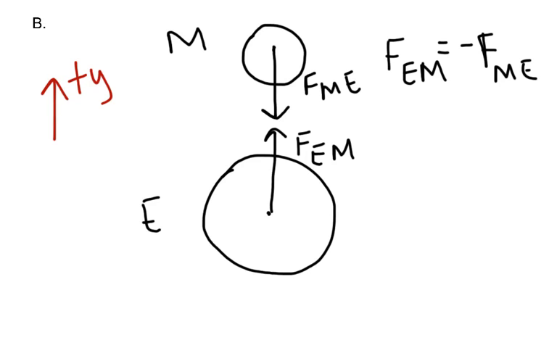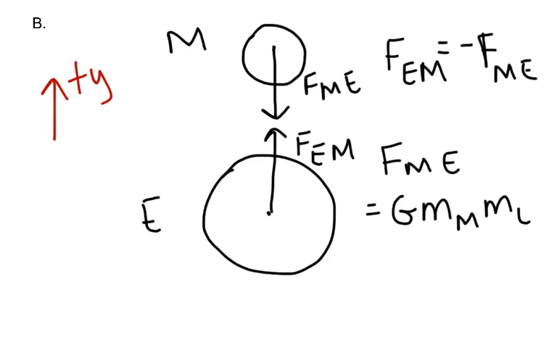The magnitude of the force on the moon because of the Earth is equal to the universal gravitational constant multiplied by the mass of the moon multiplied by the mass of the Earth divided by the distance between the center of the moon all the way to the center of the Earth. And this is typically called the radius of the Earth-Moon distance.